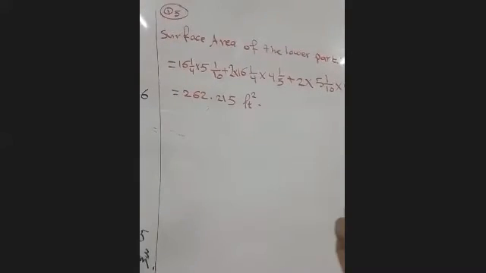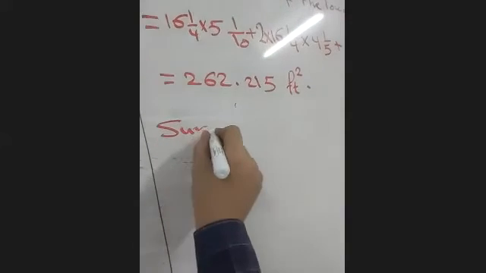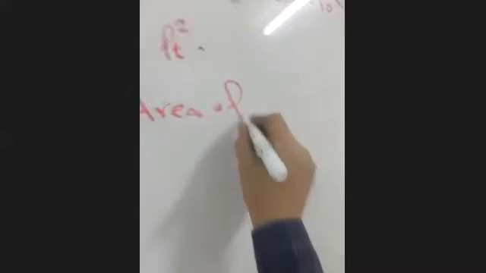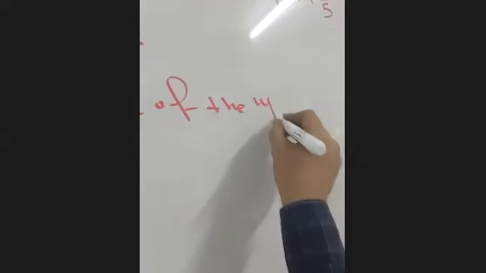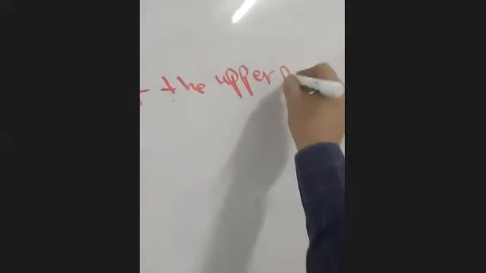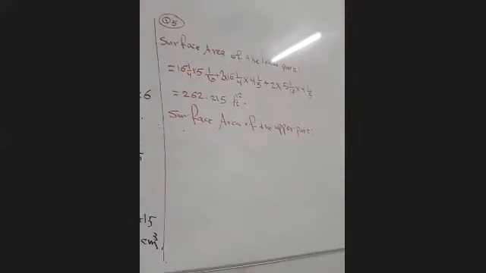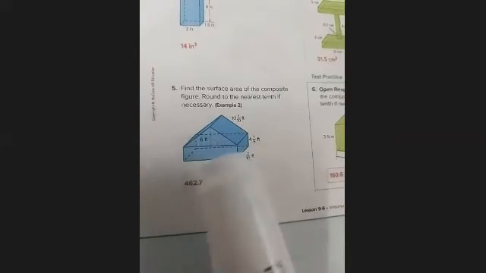Now let's go to the upper part. Surface area of the upper part. Good. Now in the upper part we have what? Triangular prism. Let's start with the triangles together. See the triangle which is in front of us? It has a base and a height. What is its base?